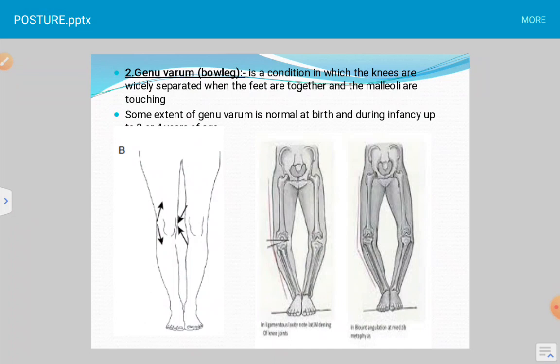Okay, genu varum is normal at birth and during infancy up to 3 to 4 years. In this picture the 3 to 4 years label is not visible. Up to 3 to 4 years, genu varum is normal. After 4 years it will come to the normal position. Up to 3 to 4 years, you must have seen small children walking.